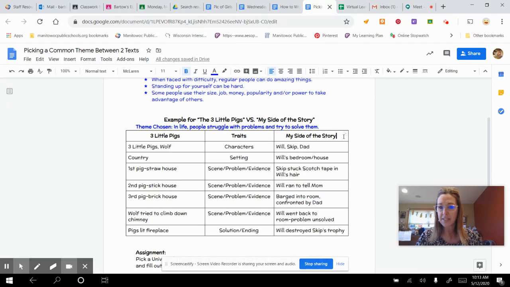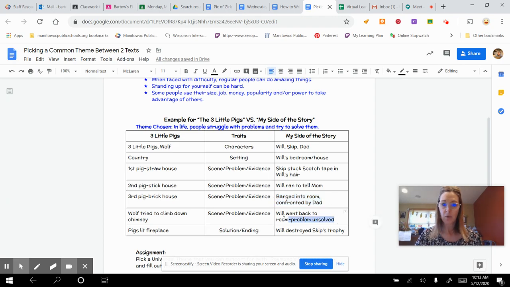So then I go on the flip side to the other story that I'm comparing it to. So in my side of the story, we have Will, Skip, and Dad, officially. The setting takes place in Will's bedroom in his house. Scene 1 or problem 1, Skip stuck Scotch tape in Will's hair. Will then ran to tell Mom. He barged into the room and was confronted by Dad.